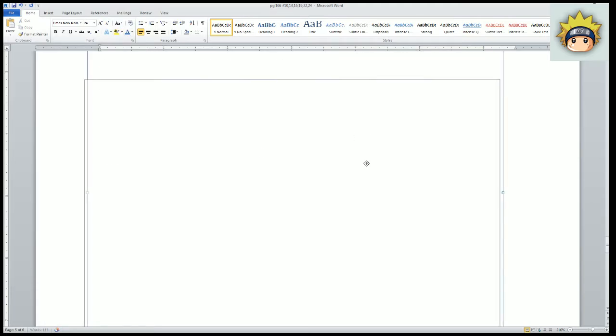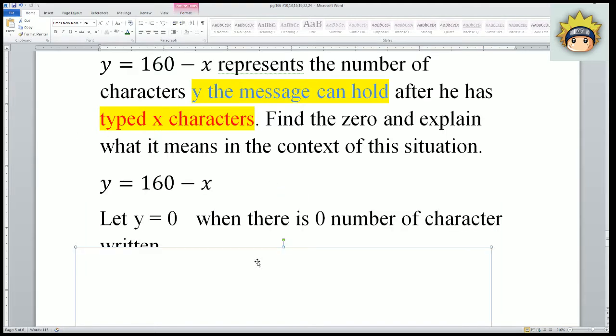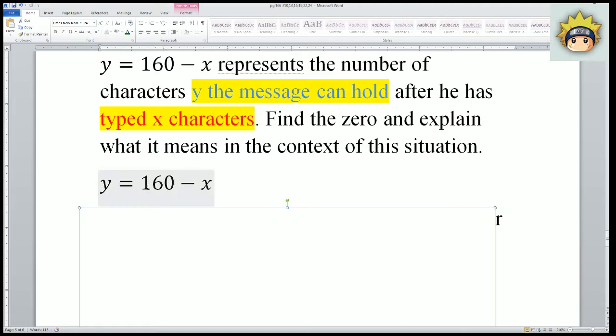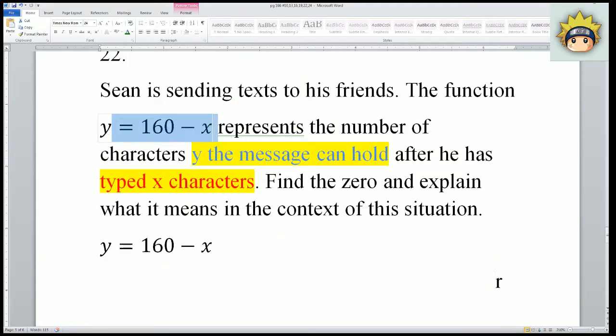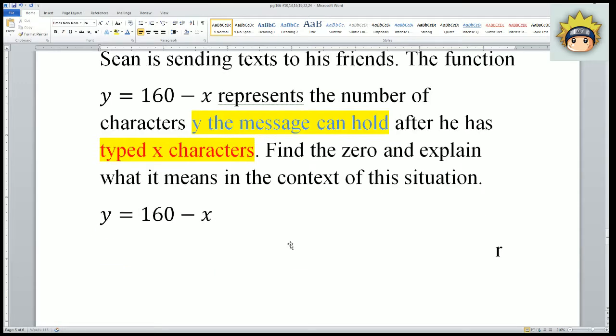Find the 0 and explain what it means in the context of the situation. So I wrote y equals 160 minus x because that is the function. This is just grabbing the function in here. For it to be really function notation, it should look something different, but it's just telling us that this is a function. I'm not going to put it into function notation.